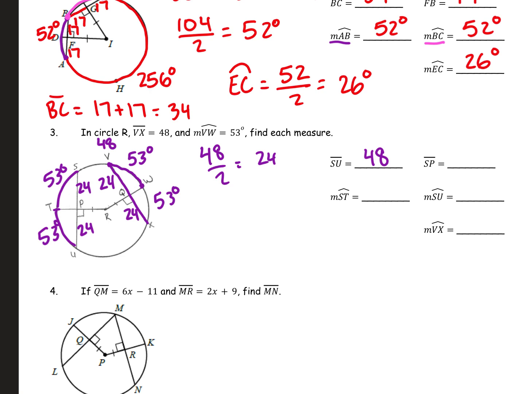I want you to realize that VX was the whole chord, and that was 48. SU is also the whole chord. So that will be 48 as well. But of course, we need to find segment SP. SP is that right there. Oh, it's 24.